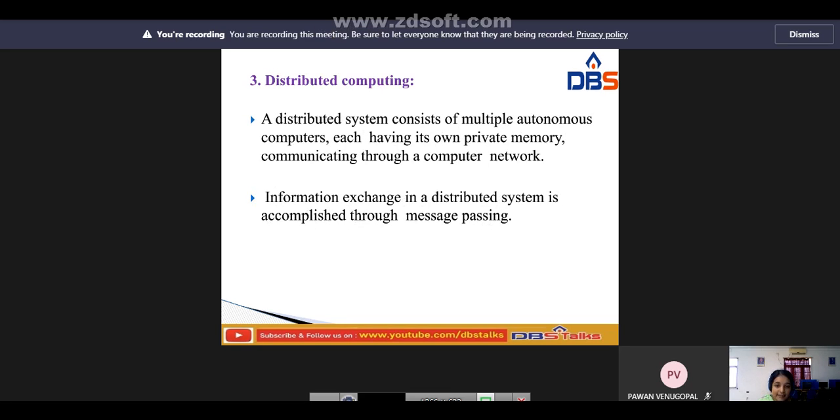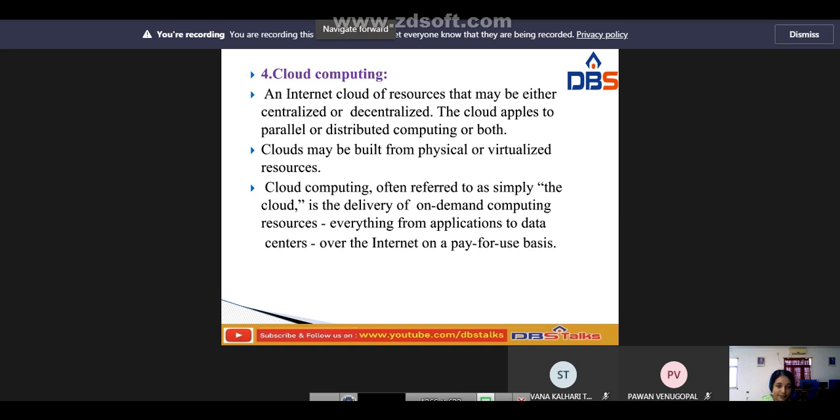Next, coming to distributed computing. In distributed computing, it is the field of computer science and engineering that studies distributed systems. A distributed system consists of multiple autonomous computers, each having its own private memory, communicating through a computer network. In this, information is exchanged in a distributed system through message passing. All computer programs that run in a distributed system are called distributed programs.